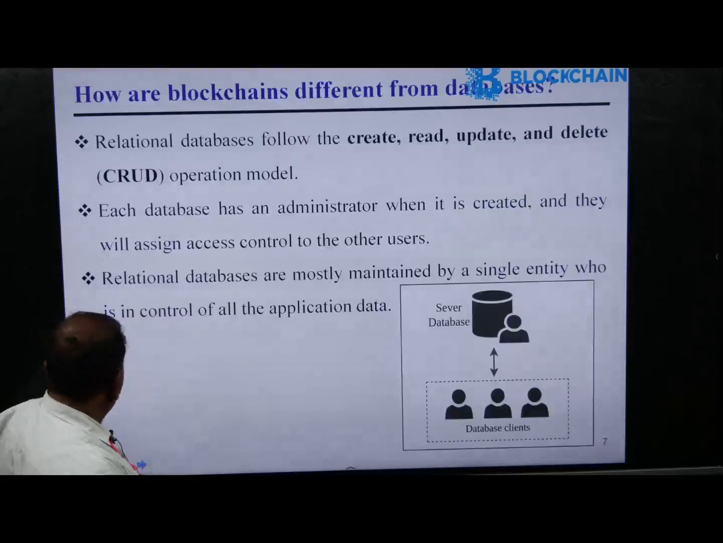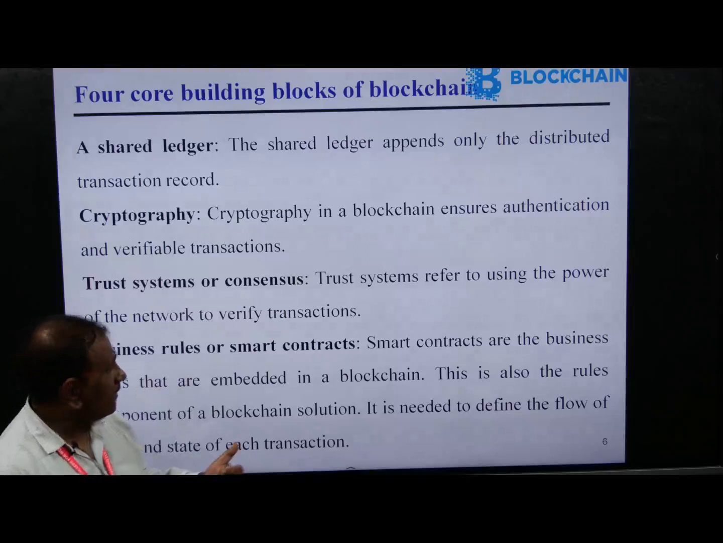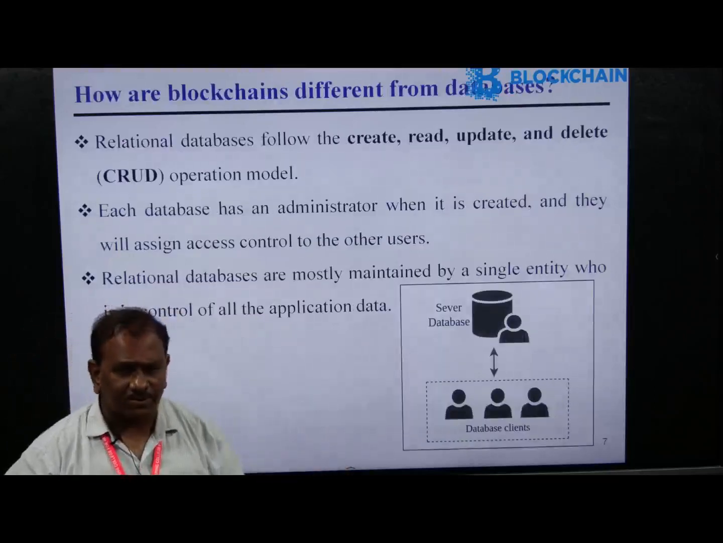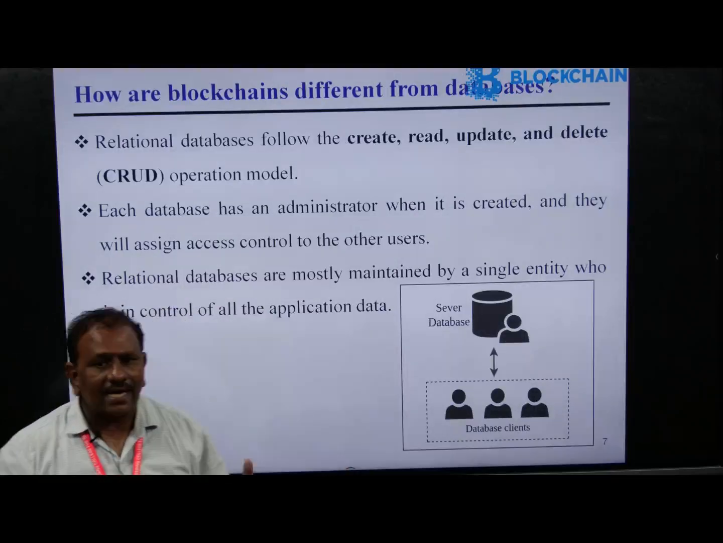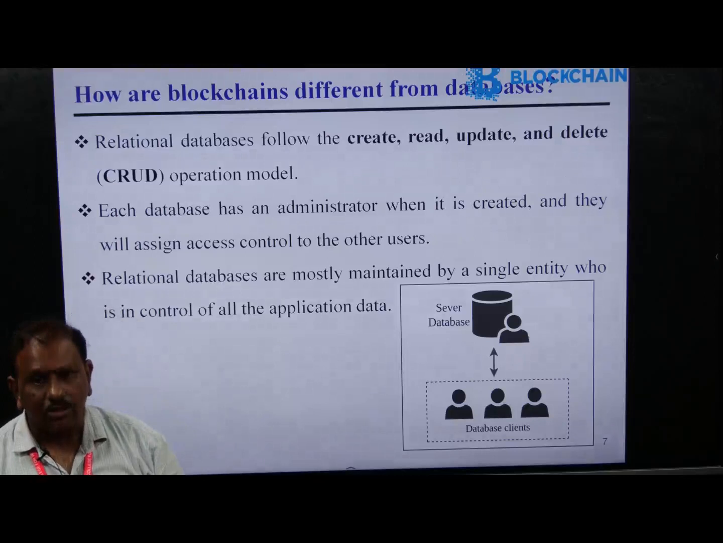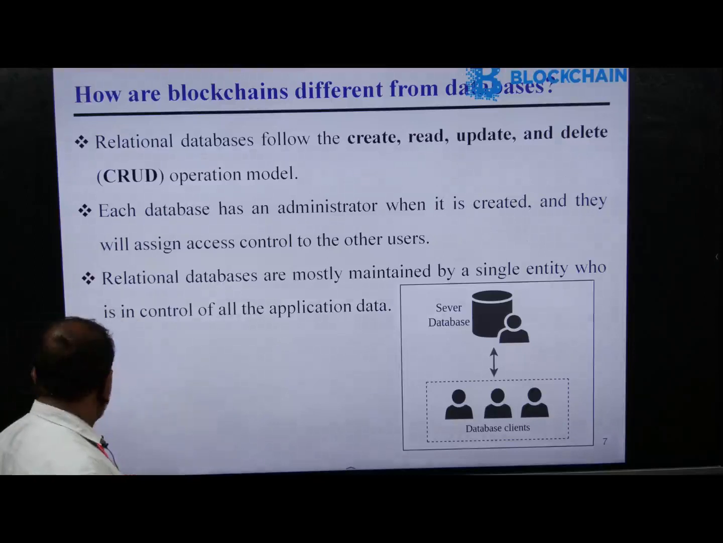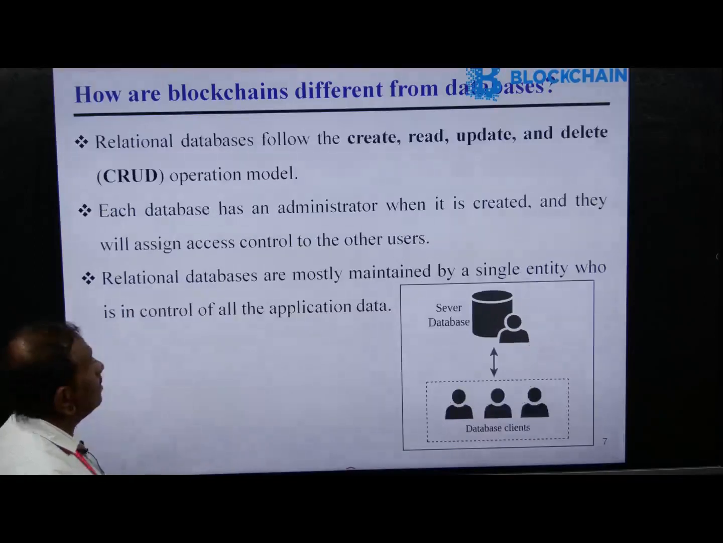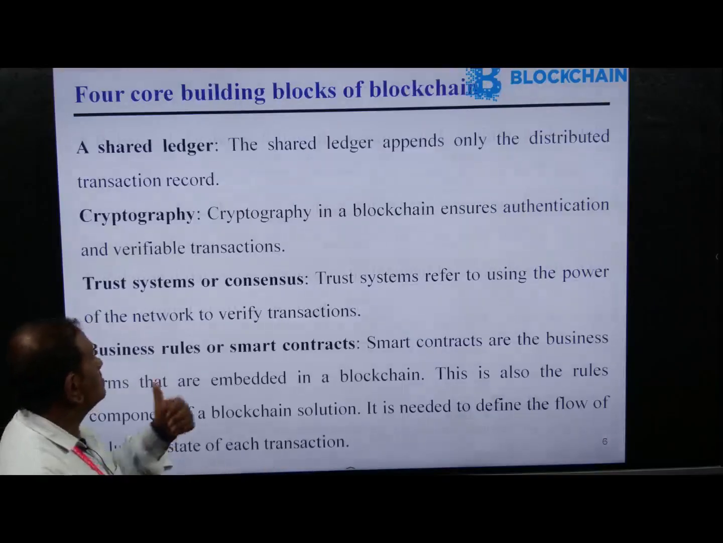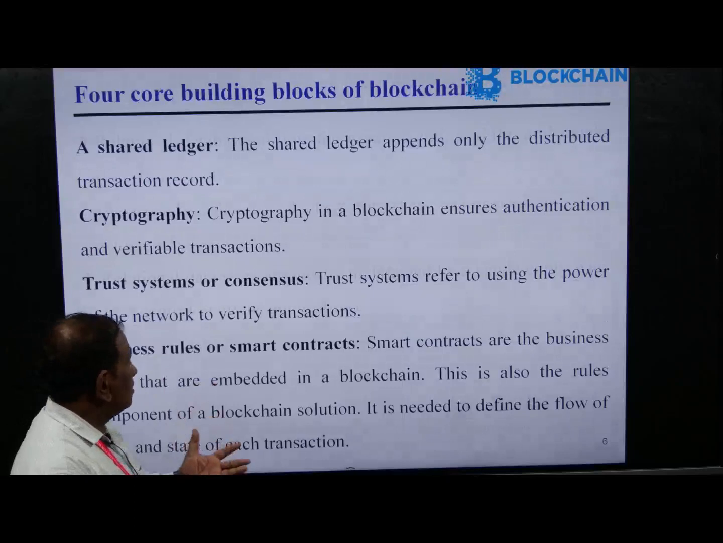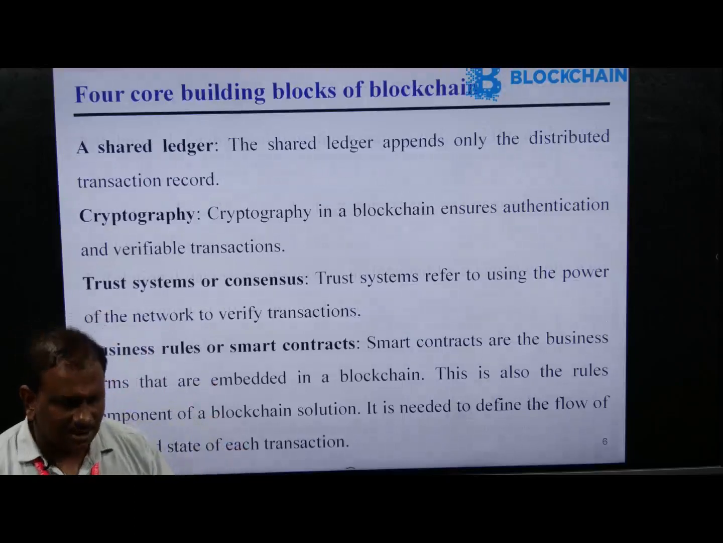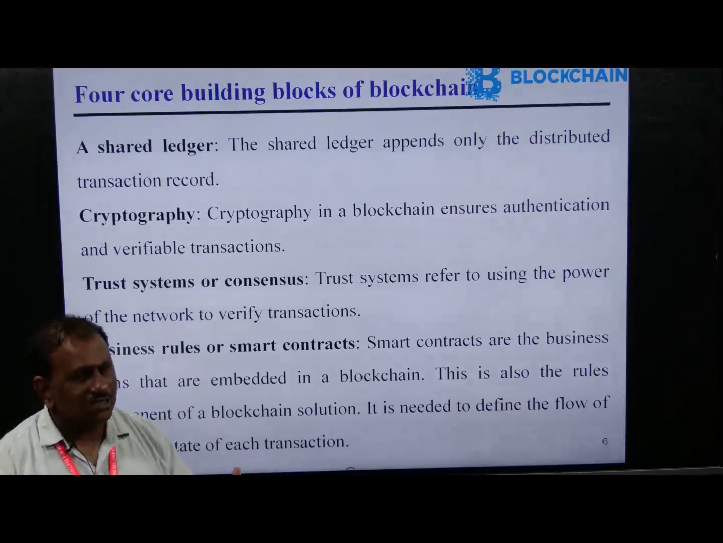Here, it will be done by using what we call a consensus mechanism. Whenever I have a decentralized system, who is going to authorize your transaction? So for that we are going to talk about a consensus mechanism here for the decentralized system. And there is a concept called trust systems, business rules and smart contracts.